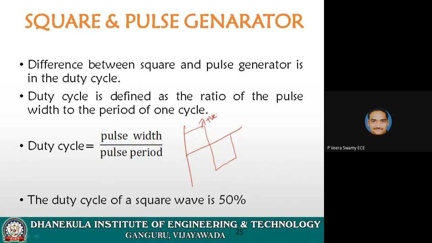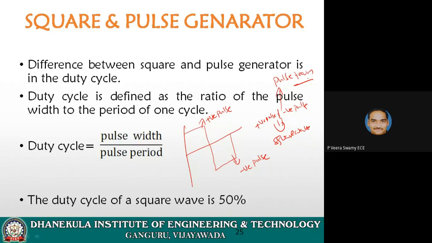Previously also I gave this. This is a positive pulse and this is a negative pulse. If positive pulse equals negative pulse, that is nothing but a square wave. If these two are not equal, then it's a pulse train only. That is the difference between a square and a pulse.